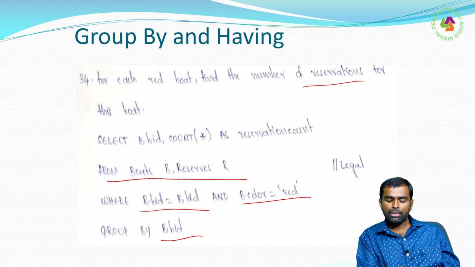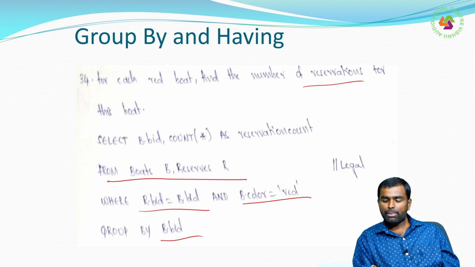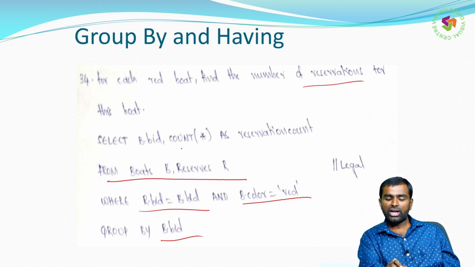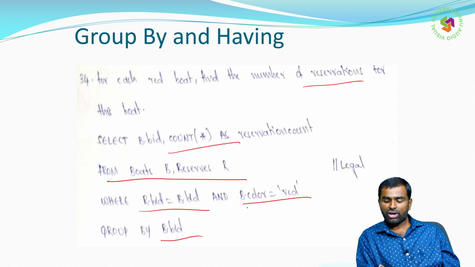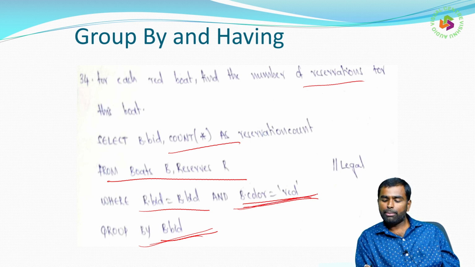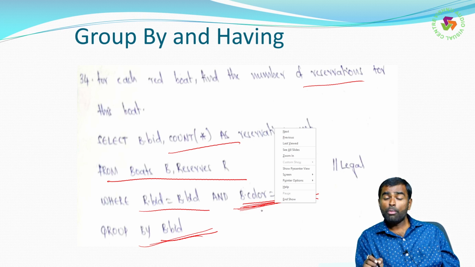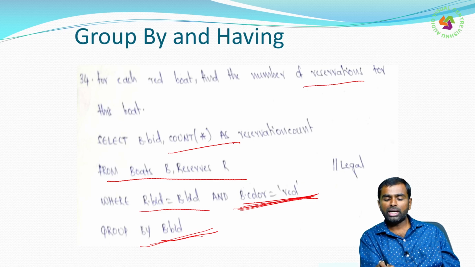So the boats can be divided into different groups based on color. Red boats can be divided into one group. For each red boat, you need to find the number of reservations, the count. For red boats you are dividing boats into different groups, and in those groups, you are making the red color boats a group. That count can be retrieved as output.